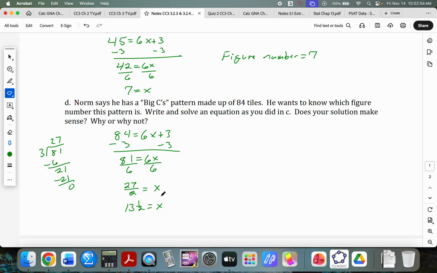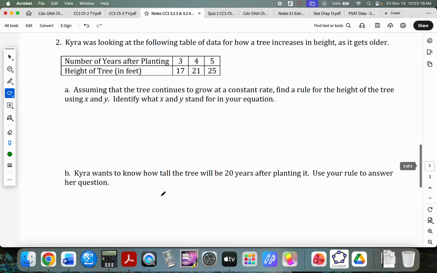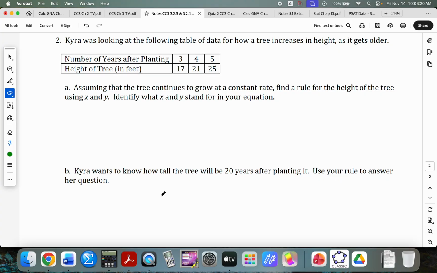Does that solution make sense, though? Yeah, no. Why? Because 13.5, you can't evenly make that pattern out of 84 squares. There is no 13 and a half figure number, is there? No. The figure numbers all have to be whole numbers. Okay? Let's go on to the back. All right.